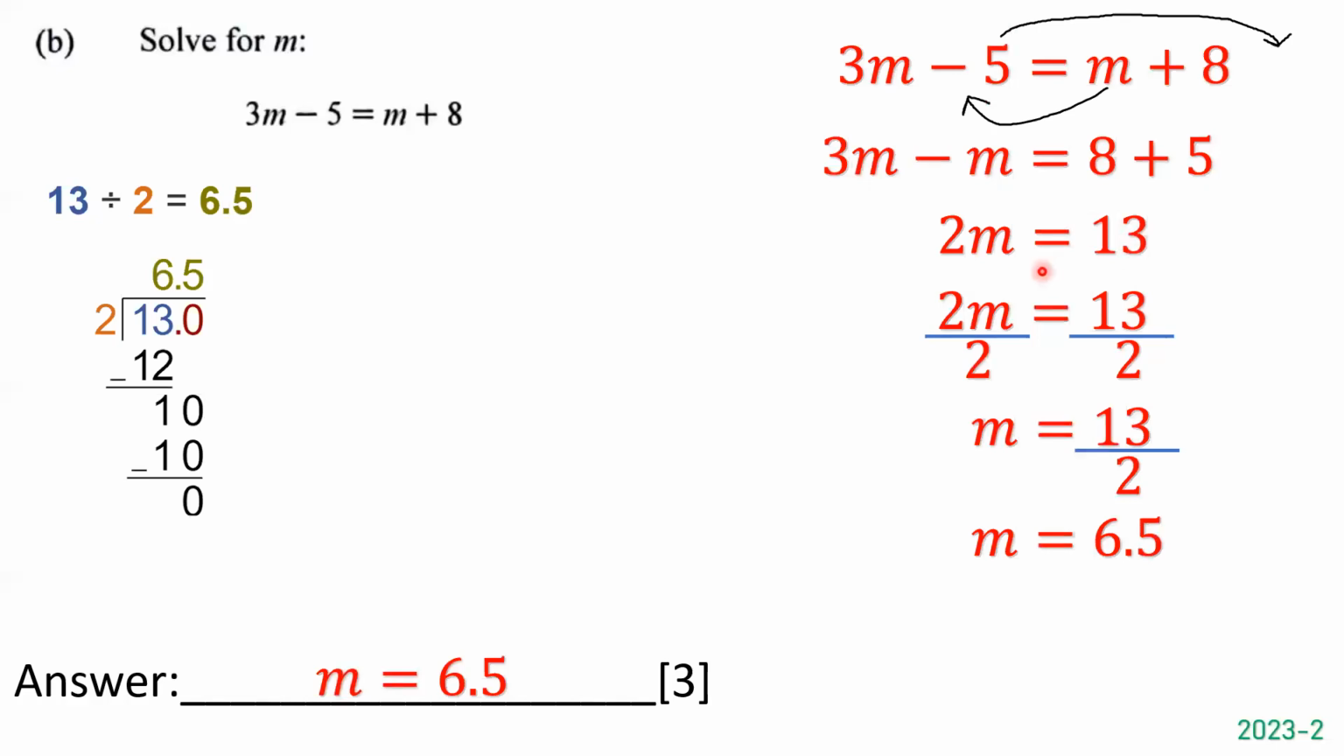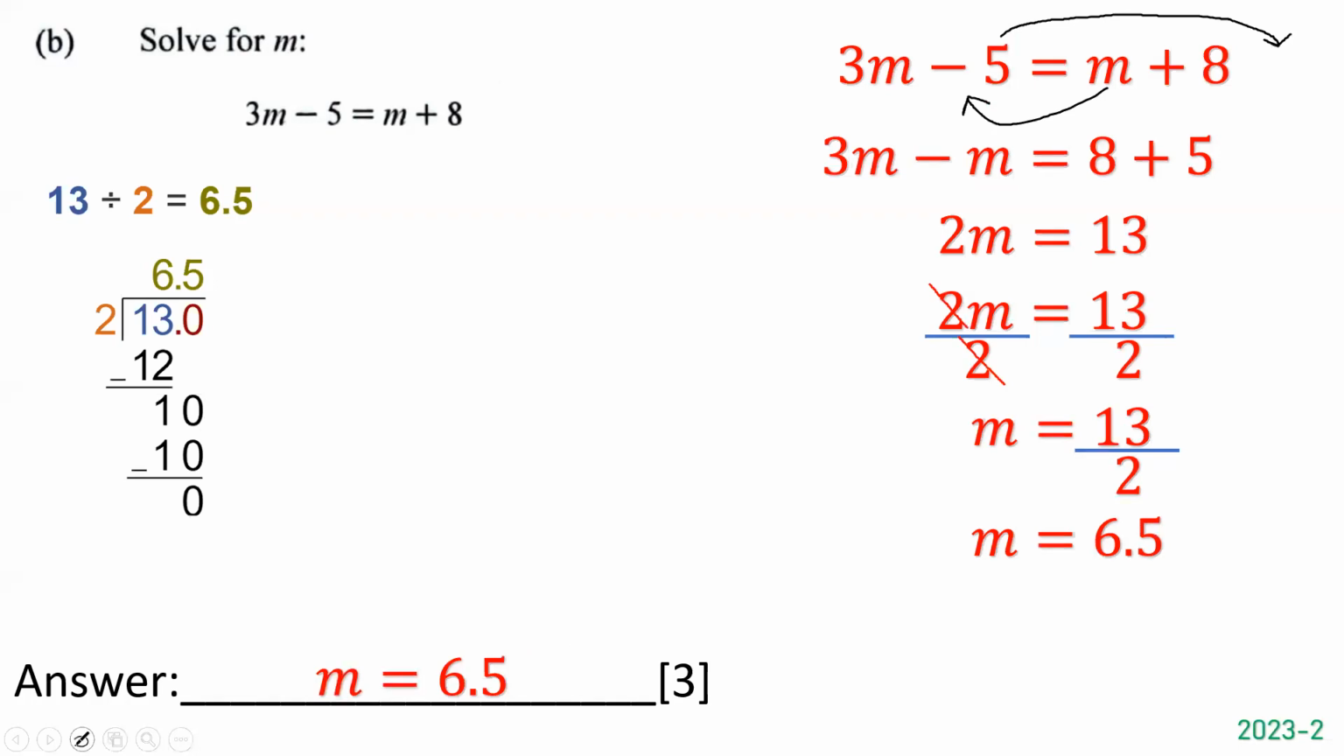What are we going to do here? We're going to divide both sides by the coefficient of m, which is 2. So we divide both sides by 2. And so we have 2m all over 2 and 13 divided by 2. And what we're going to do here, we're going to cancel out. These 2's are going to cancel each other. And so we're just left with m equals 13 over 2.